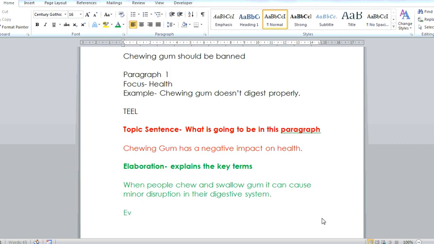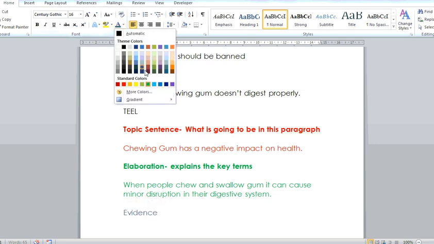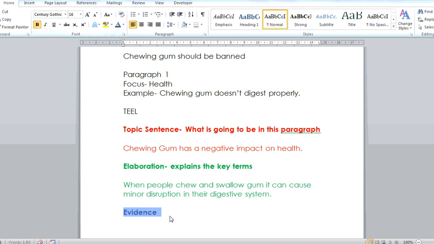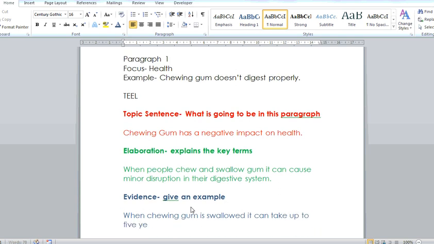We now move on to the context of the evidence section. And this is where I bring in my example. It could be evidence, it could be example, doesn't matter what language I'm using, but essentially here is where I need to give an example. So here I'm just going to use, again, very simple language, and I'm just going to say, when chewing gum is swallowed, it can take up to 5 years to digest and exit the body. Sounds a bit gross, but essentially, nice, clear understanding of what my example is.